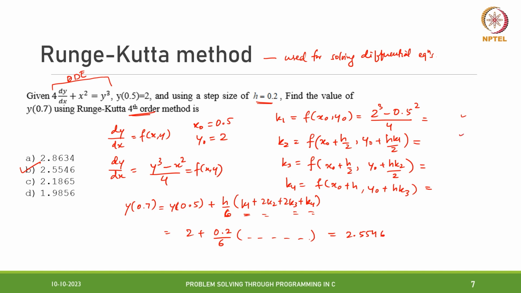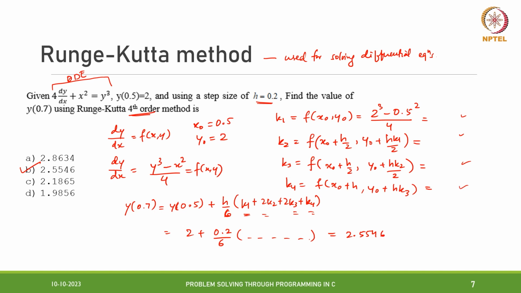So after finding k2, you again calculate k3, which is basically f of x naught plus h by 2 comma y naught plus h k2 by 2. So you use the value of k2 here and calculate the value of this function f at x naught plus h by 2 and y naught plus h k2 by 2. After you have calculated k3, you calculate k4, which is basically the function value at x naught plus h and y naught plus h k3. So you use the value of k3 here and you calculate k4.